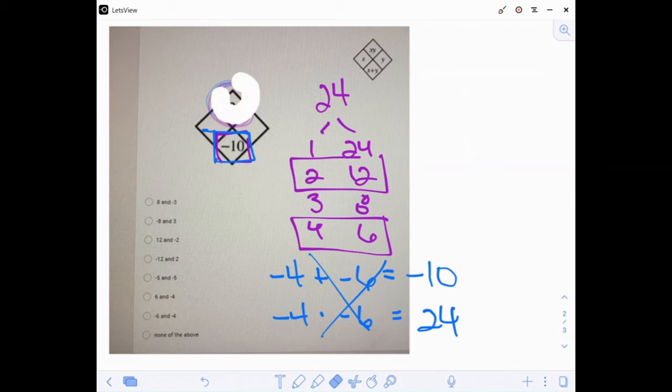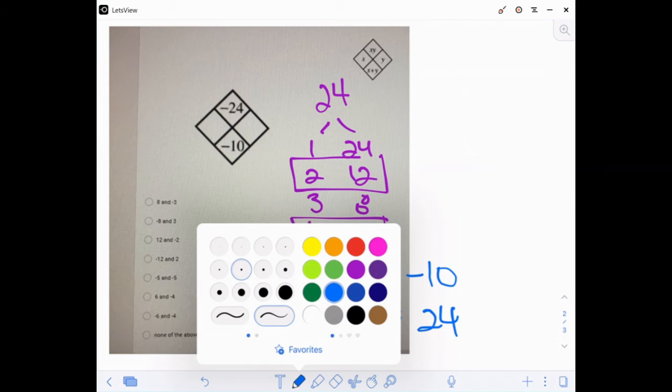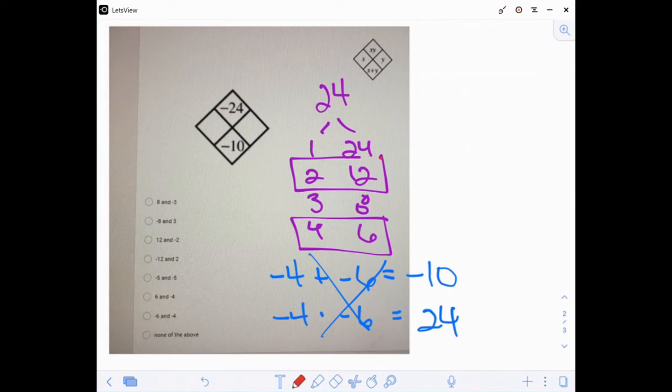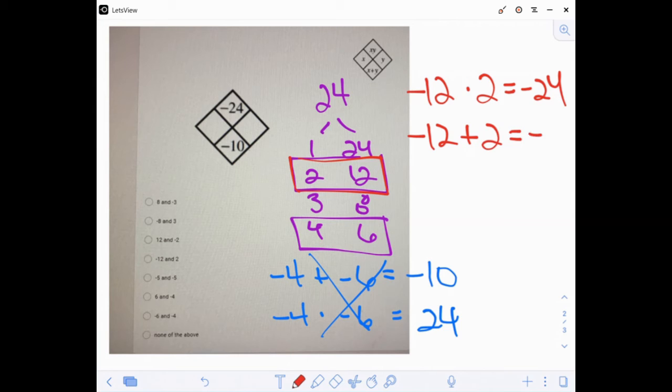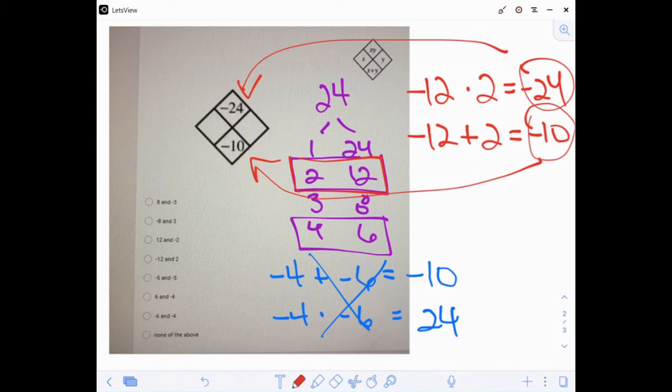So let's clear this up so we can see. I don't think I got a combination with 4 and 6. So let's just use another color here to make it clear. How about this 2 and 12? How can I add 2 and 12 together, multiply 2 and 12 together to get -24? Well, we could do -12 times 2. That equals -24. -12 plus 2 equals -10. That looks good. -10, exactly what I wanted in the bottom. -24, exactly what I wanted in the top.